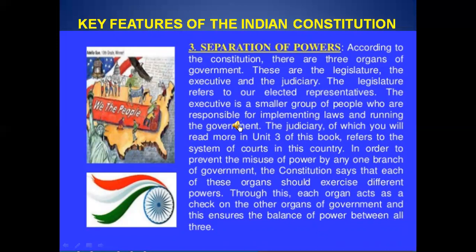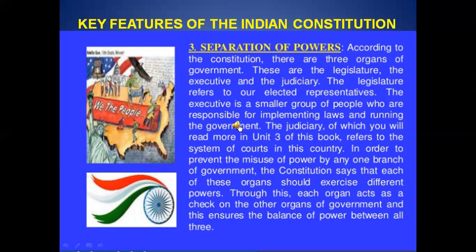The next feature is separation of powers. According to the Constitution, there are three organs of the state. These are the legislature, the executive, and the judiciary. The legislature refers to our elected representatives. The executive is a smaller group of people who are responsible for implementing laws and running the government. These are the government employees, those who implement the laws which are made by the government.